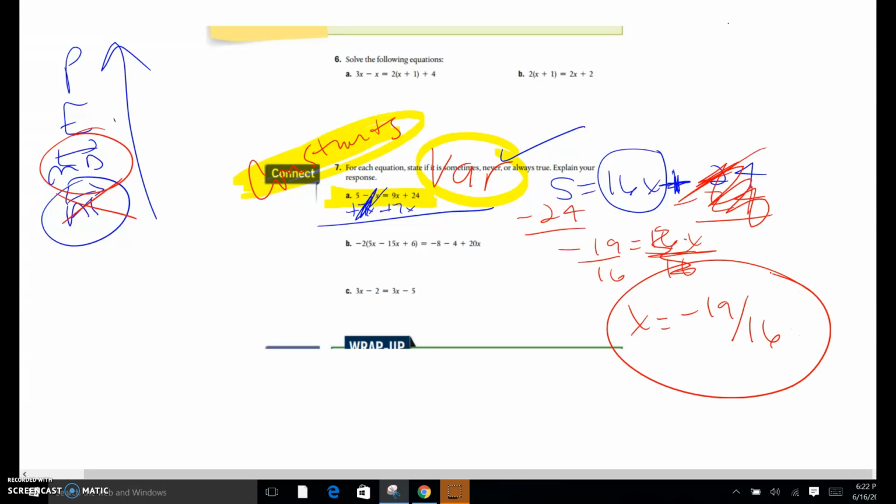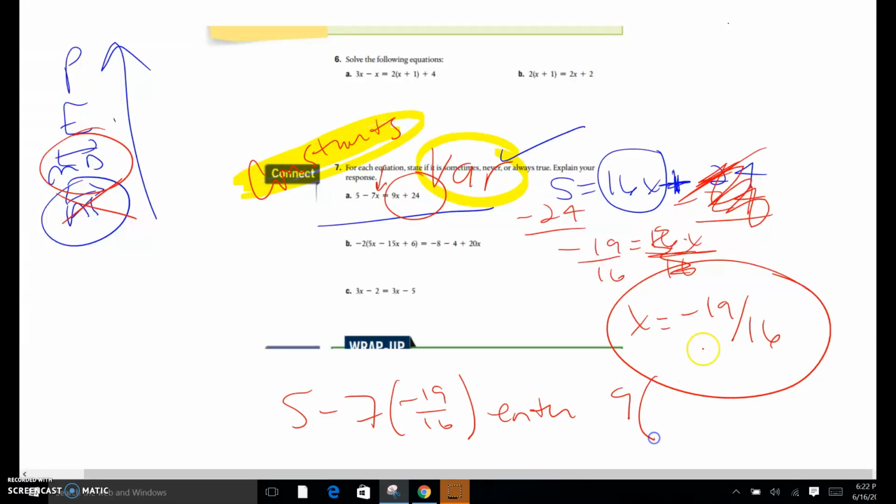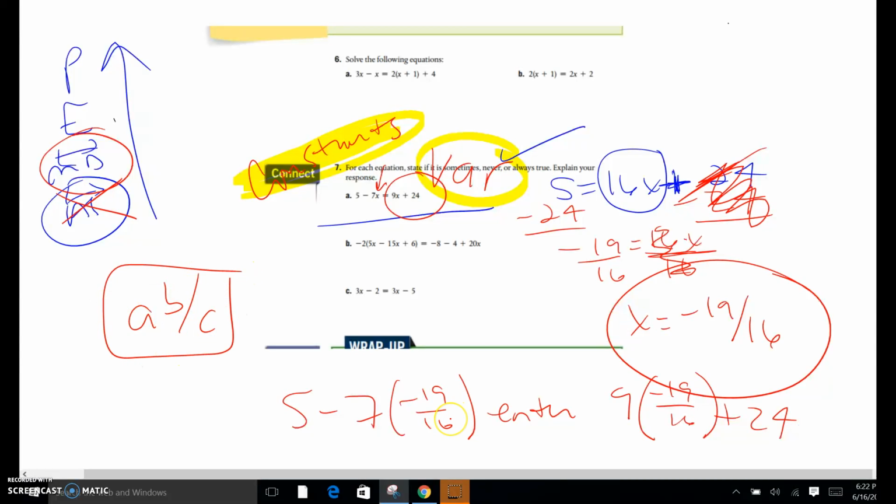If you're like, I don't really want to check this, well, it's not that hard because you have a calculator that does fractions, or you should. So just type it in, 5 minus 7, and then shove your answer in there. So sub in negative 19/16, and hit enter. And then do the same thing to this side. 9, sub that in, negative 19/16, and then plus 24. And again, to do that, you can use that fraction key like ABC to put your fractions in. Hit enter. And if you get the same number for both of them, you're right.